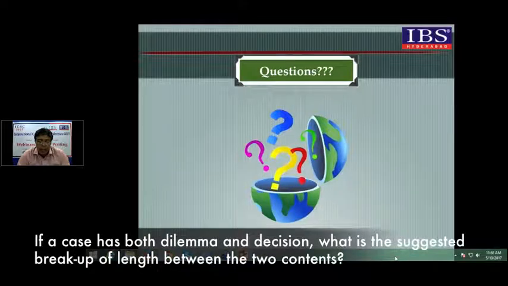So the next question is, if a case has both dilemma and decision, what is the suggested breakup of length between the two contents? Okay. Now, I think most of the cases will have that. There would be a dilemma to be solved, and that is actually a result of the problem. So I think one section on the problem is enough. If you have one section, probably just after the introduction and the background information, and you introduce the problem there and then go by, I think that's fine. So one section will be enough for the problem, and even in the introduction also you will be talking about the problem, and at the end also you will be talking about the problem, and at the same time the dilemma faced by the organization.